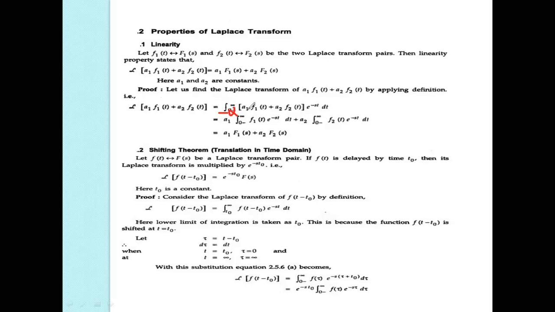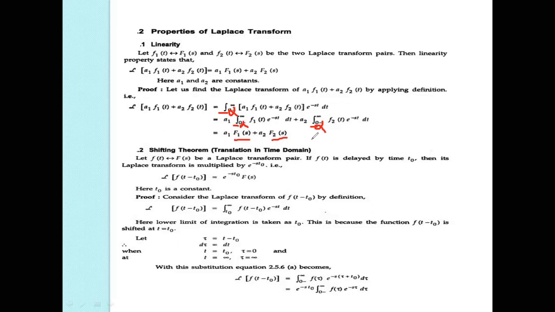What is f of t here? a1 f1 of t plus a2 f2 of t, e power minus st dt. Split into two parts. A1 times the integral from minus infinity to infinity of f1 of t e power minus st dt is also the definition of the Laplace transformation. Since the signal is f1 of t, we can write it in the frequency domain as f1 of s. The second term is also f2 of s. Got it? The linearity property.